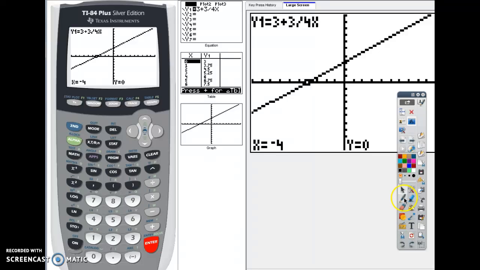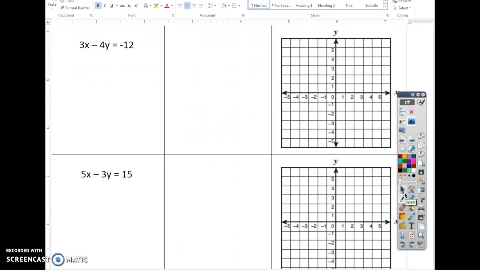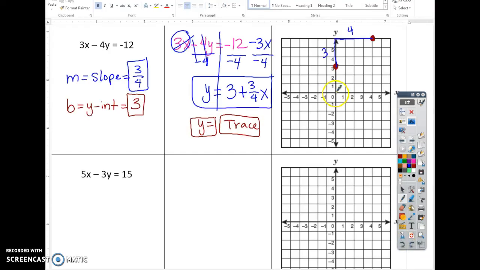Let's put that point in our graph: -4, 0. And again, if we go from left to right, you go up 3 over 4. Up 3 over 4, that's the slope. So, connect the points. This is my line. And you're done.